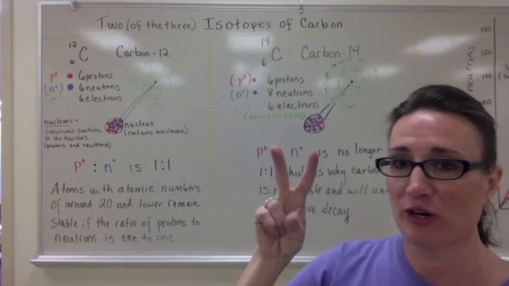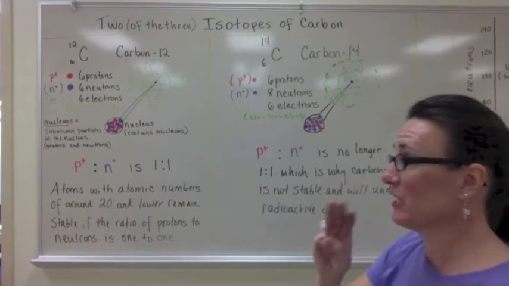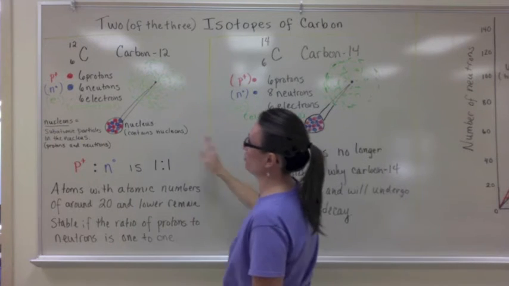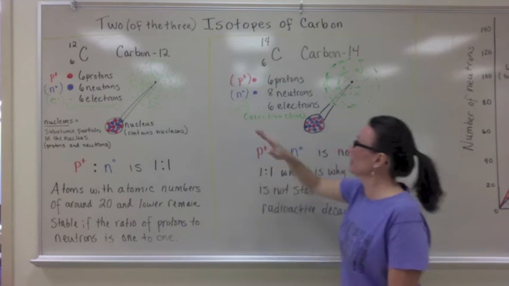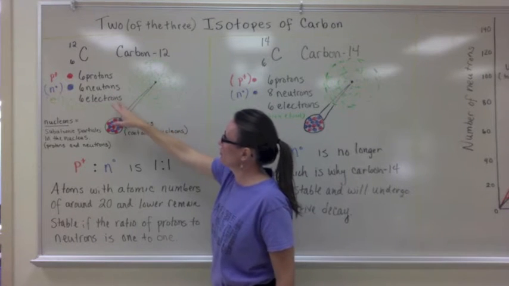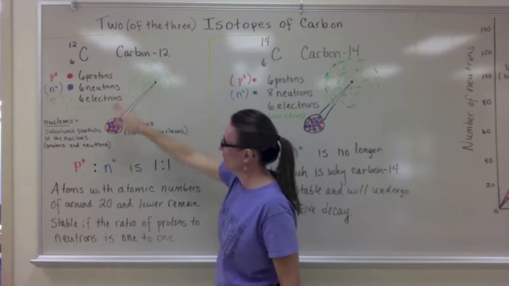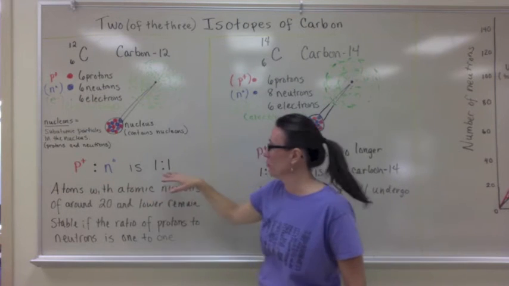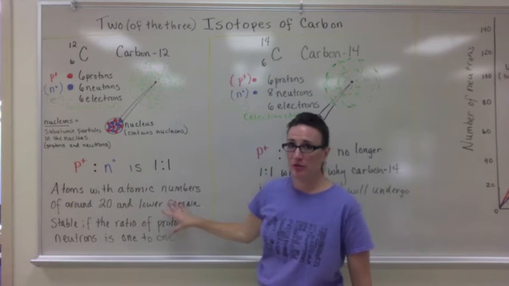Behind me I've drawn out two isotopes of carbon, but there's actually three, but I just decided to do the two. The most abundant version and the least abundant version of carbon. And carbon-12 has 6 protons, 6 neutrons, 6 electrons in the electron cloud, and its proton to neutron ratio is 1 to 1, and it is very stable.